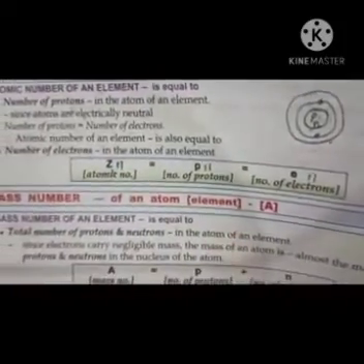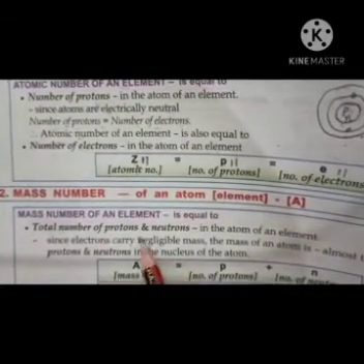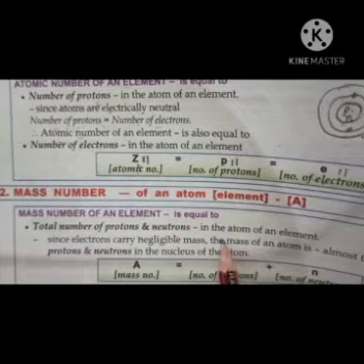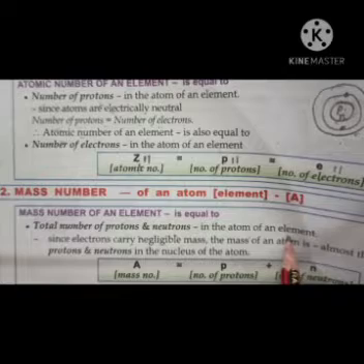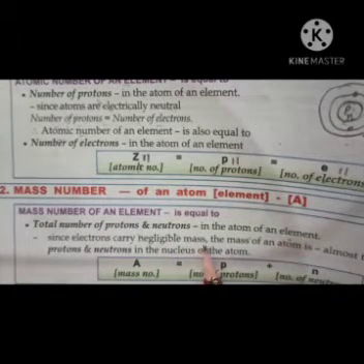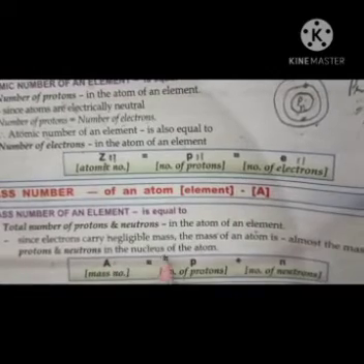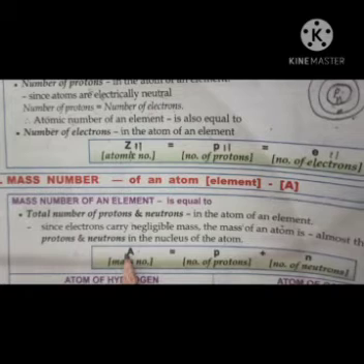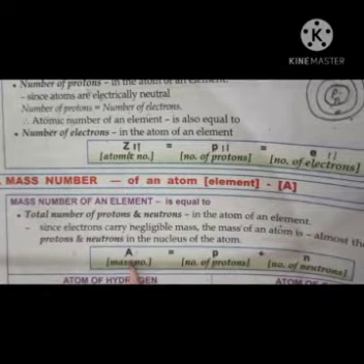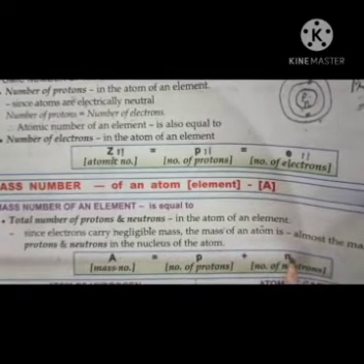Now next is mass number. Mass number is equal to the total number of protons and neutrons present in the nucleus of an atom of an element. Since electrons carry negligible mass, the mass of an atom is almost the mass of the protons and neutrons in the nucleus. Mass number is always denoted by a capital A, and A is always equal to the number of protons plus the number of neutrons.